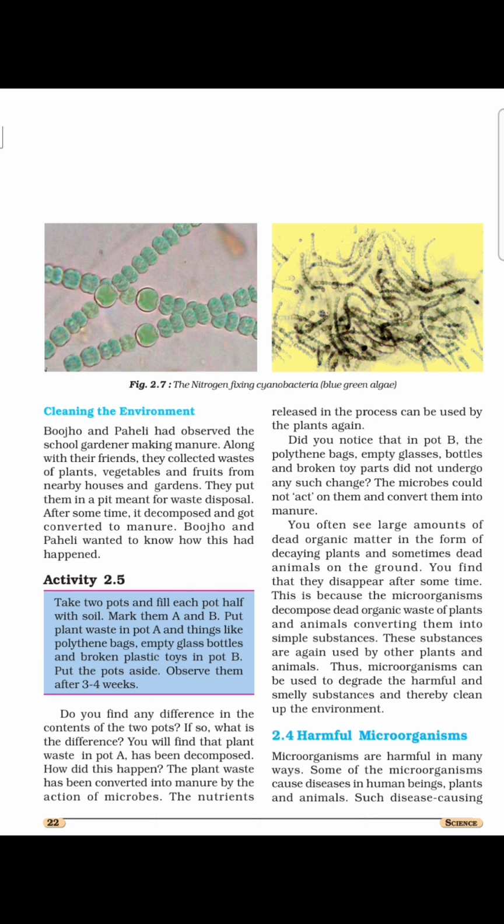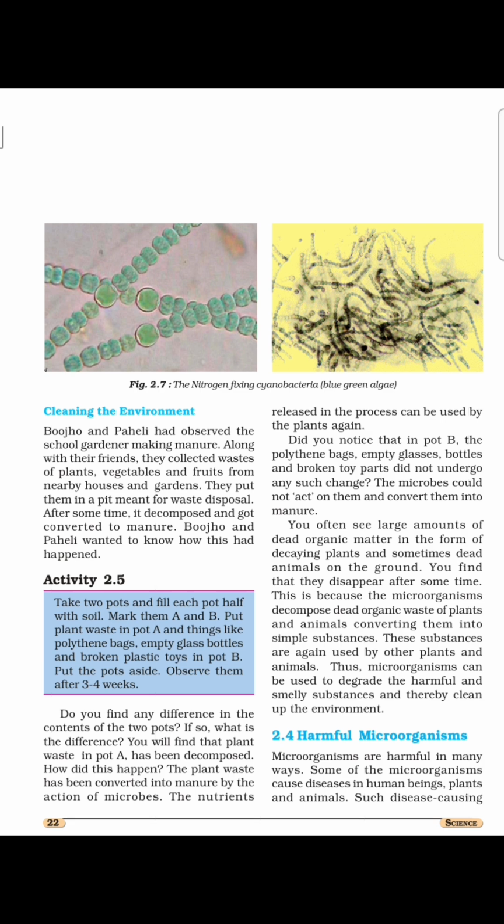Now see the activity 2.5, demonstrating decomposition. They took two pots and soil, and plant waste, meaning leaves, fruit peels, vegetable scraps, etc. And the last one they took polythene bags or empty glass bottles, broken plastic toys. And I will tell the procedure of how to do this activity.